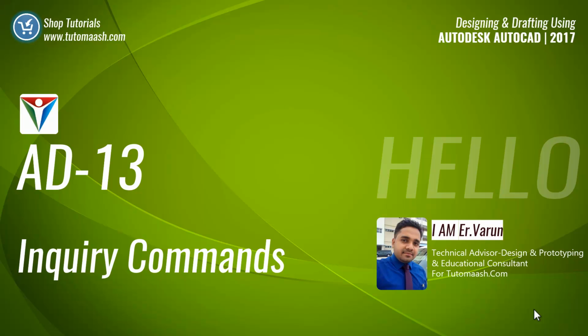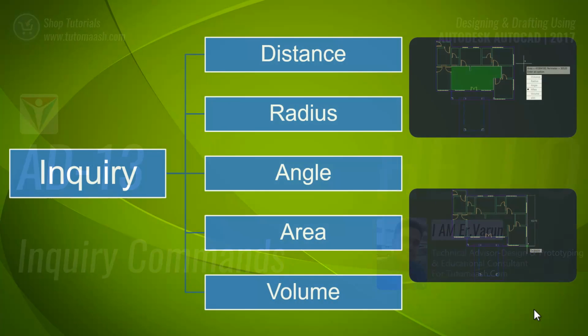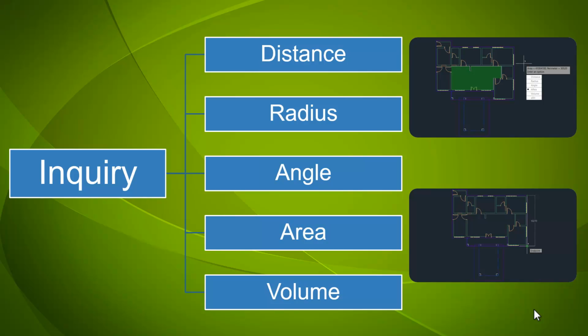In this session, we will be discussing inquiry commands in AutoCAD. Inquiry commands are really important in AutoCAD. This is because they help you to find the physical parameters of an object. It includes distance, radius, angle, area, and volume.